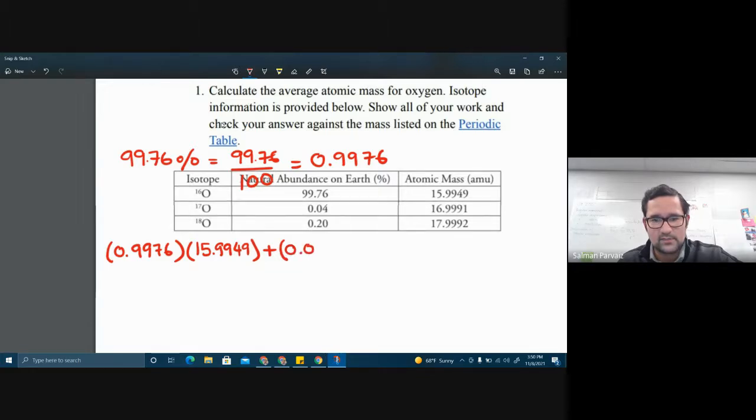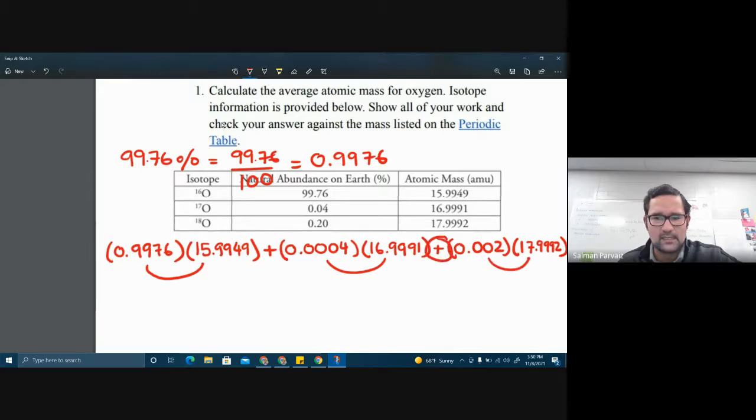And then you take the oxygen 17, and that's if you take 0.04 and divide it by 100, so it comes out to be 0.0004, multiplied by 16.9991. And then finally, you take oxygen 18 into account, and you take 0.20%. So 0.20 divided by 100 is 0.002, multiplied by 17.9992. And that's it. You just make sure you multiply these guys first and multiply this and multiply this and then add them all up. And you'll come up with the average atomic mass for oxygen.